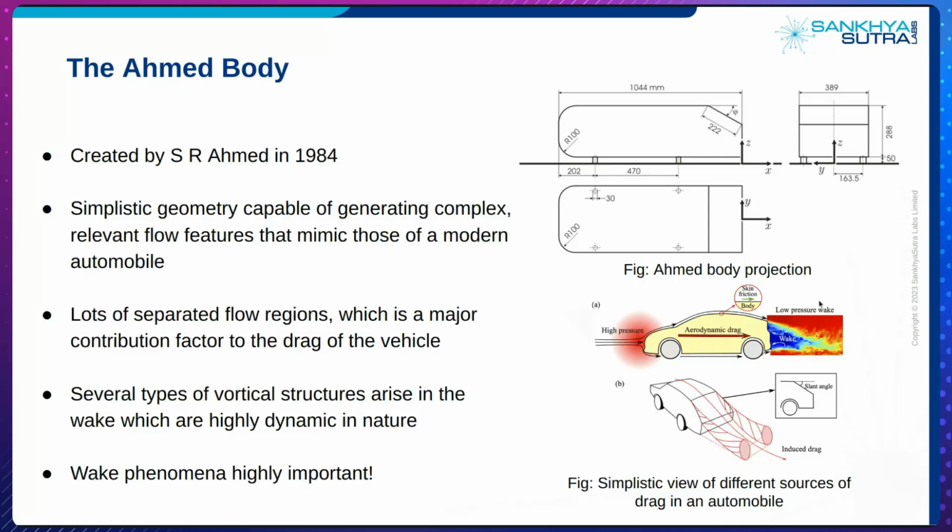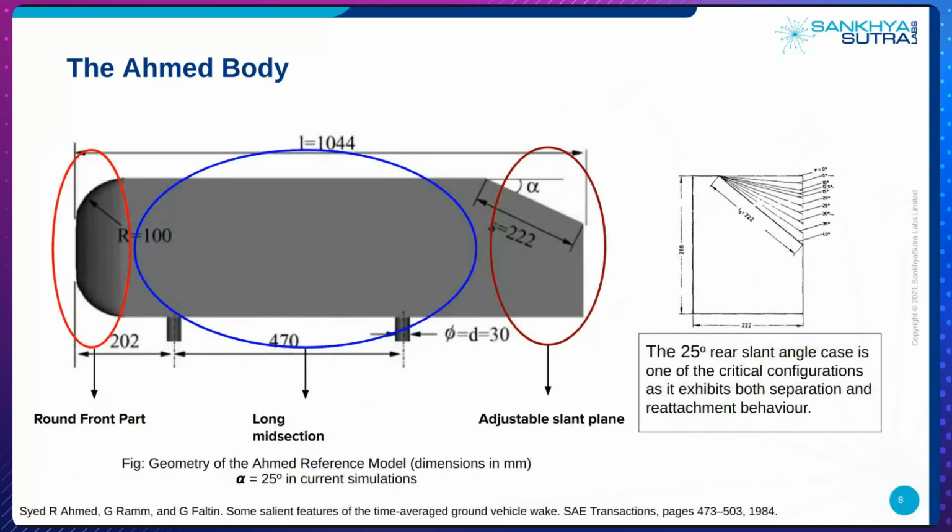So the figure on the top right is just a schematic of the Ahmed body, and the one on the bottom right just gives you a basic idea of what kind of flow features exist over a conventional automotive geometry. I won't spend too much time on this. This is just a brief diagram of what the Ahmed body is.